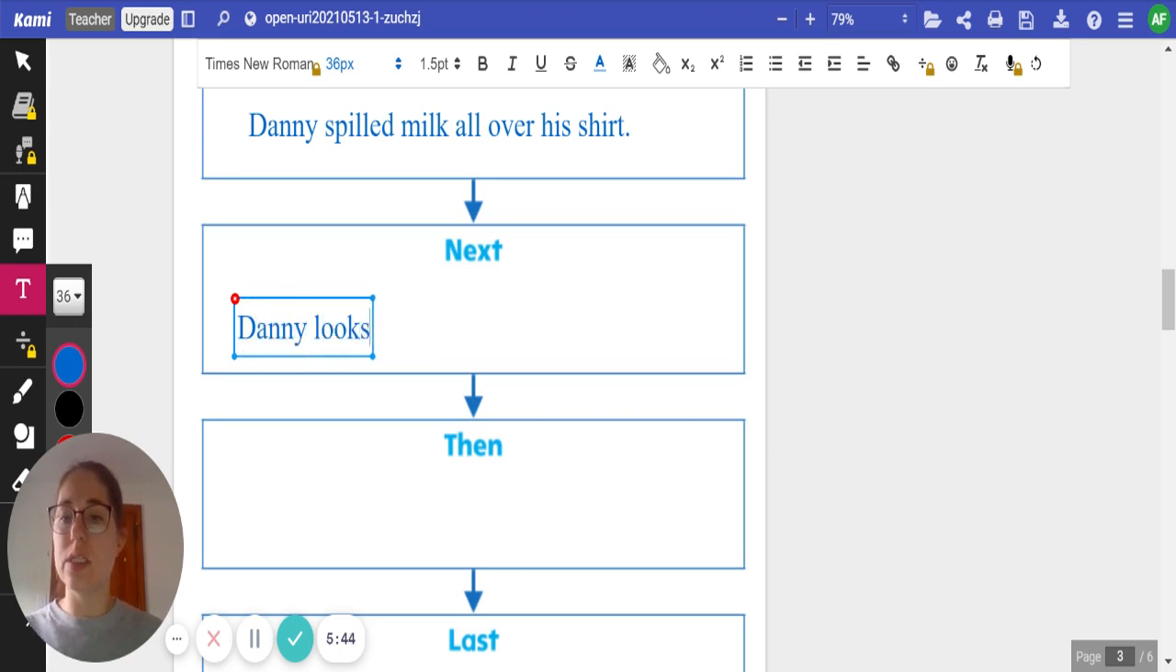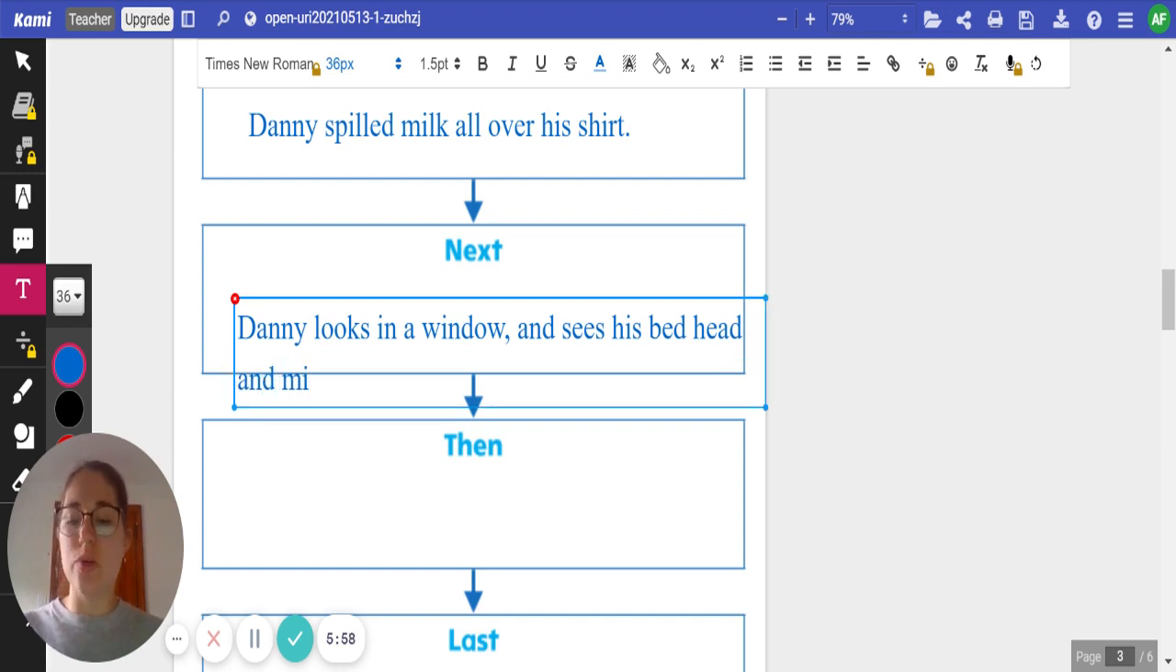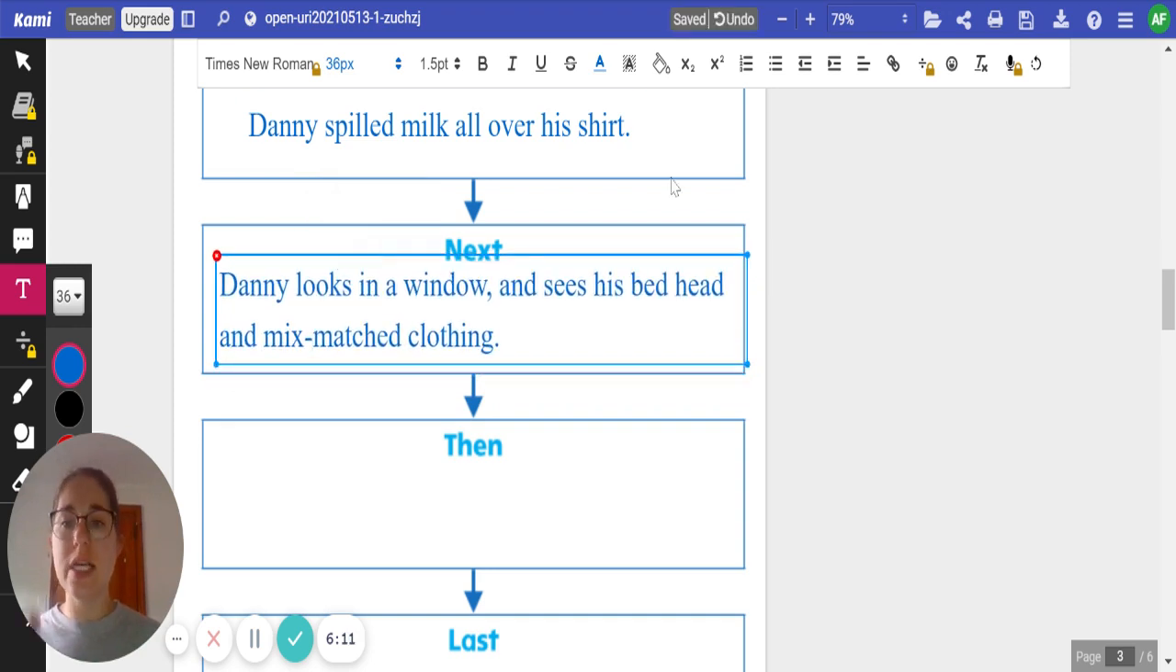So Danny looks in a window and sees his bedhead and, let's say, mix-matched clothes. First, Danny spilled milk all over his shirt. Next, Danny looks in a window and sees his bedhead and mix-matched clothing.